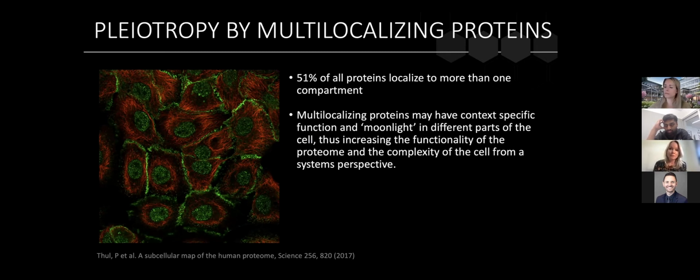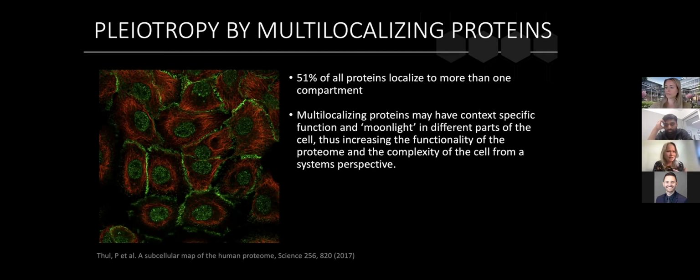So these multi-localizing proteins may be multifunctional proteins. They may have a context-specific function or moonlight in different parts of the cell. And this then increases the functionality of the proteome and also the complexity of the cell from a systems perspective. So again, that's why I think when we model cells, we cannot do it on a gene level. We have to look at where the proteins are as well in order to truly understand the function.